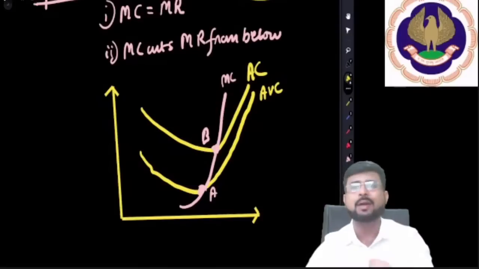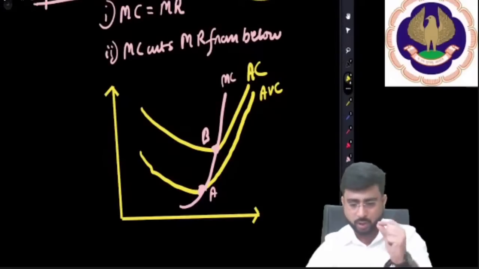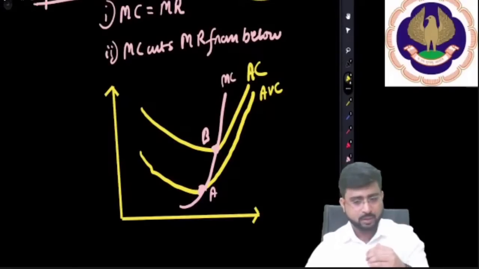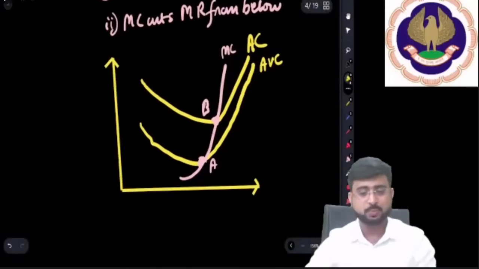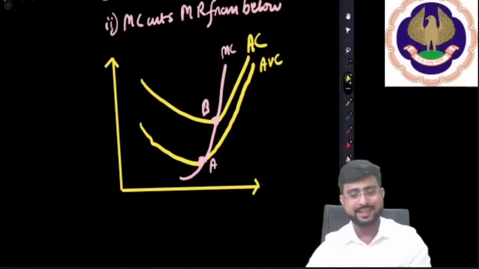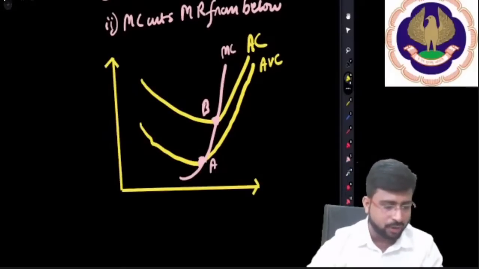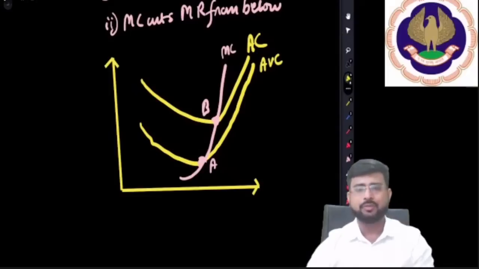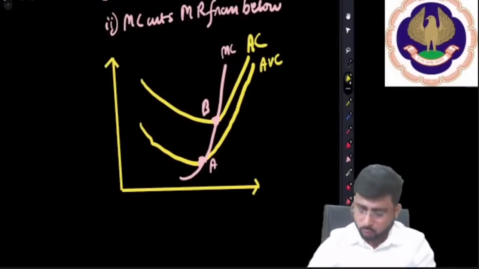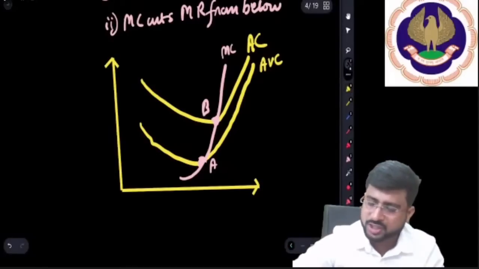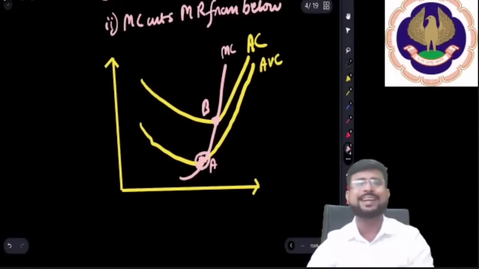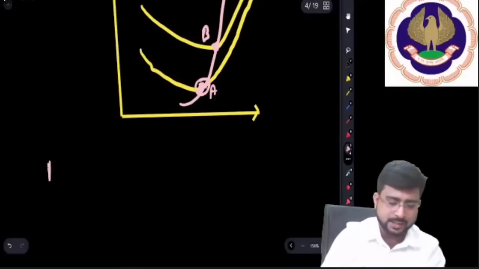You all see what is happening. Friends, point A has a special significance. You will not want a firm to produce at a level where they are not able to meet even the variable costs. I have told you this. So for a firm to produce, when should it start deciding to produce? Beyond point A.